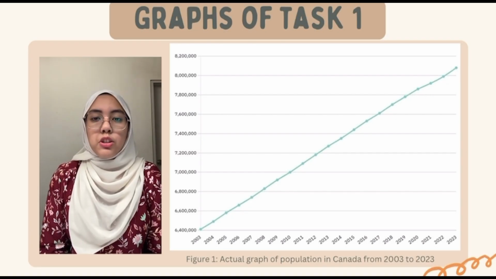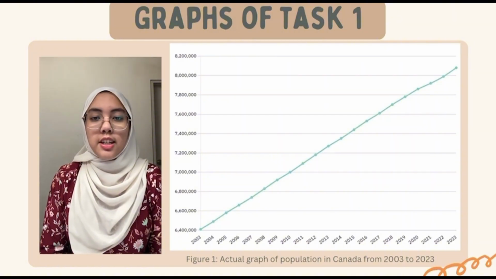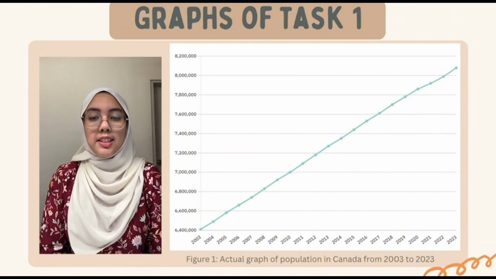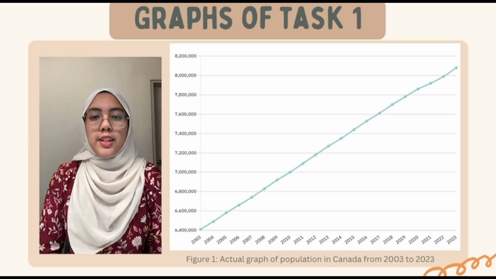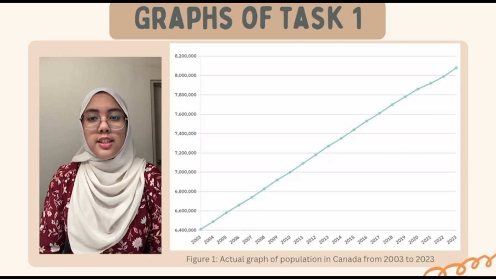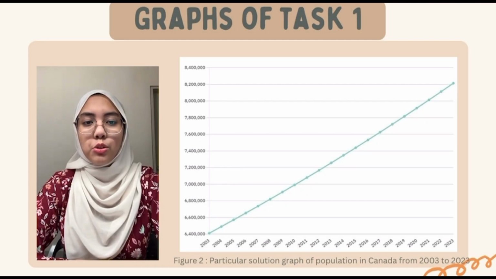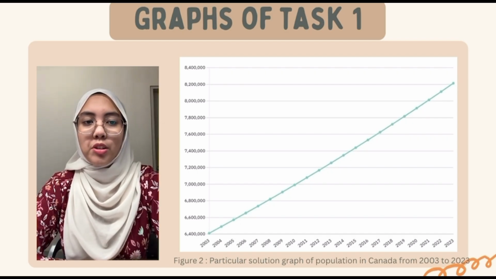Figure 1 shows the actual graph of population in Canada from year 2003 to 2023. From the graph, we observe that the highest population in Canada is at year 2023. Figure 2 shows the particular solution graph of population in Canada from 2003 to 2023.